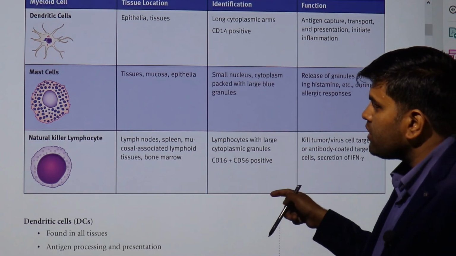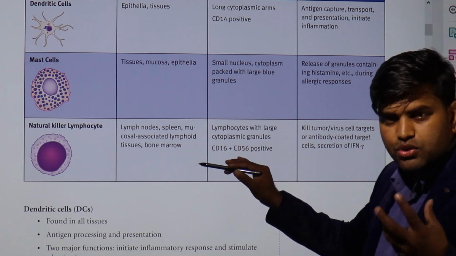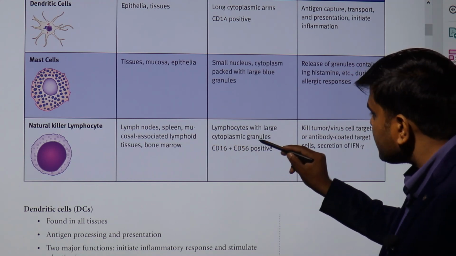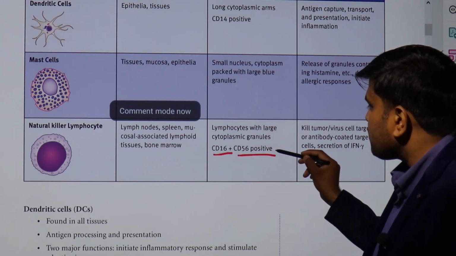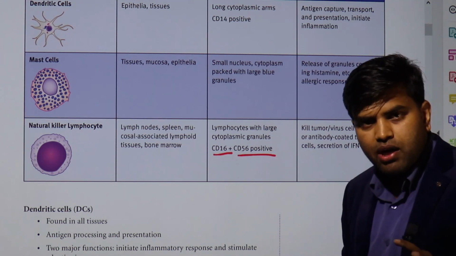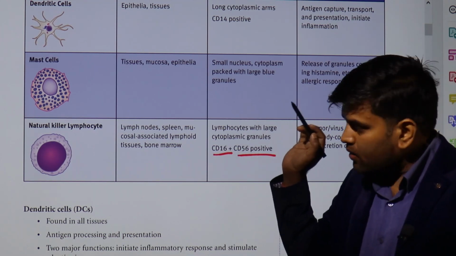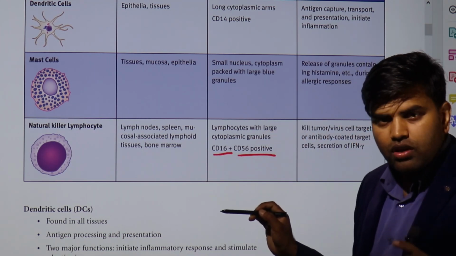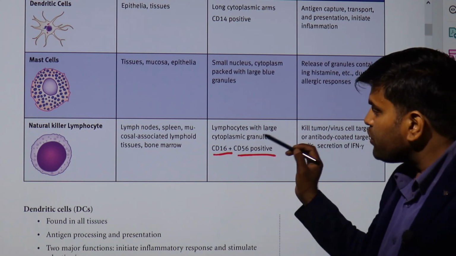This is the natural killer cell. This natural killer cell is not part of the myeloid cells. These originate from the lymphocyte lineage, and they are not CD14 positive. They are CD16 and CD56 positive. You have to remember these CD markers because they are one of the ways to recognize these particular cells. They are used in immunohistochemistry and a lot of places. So you need to remember this.